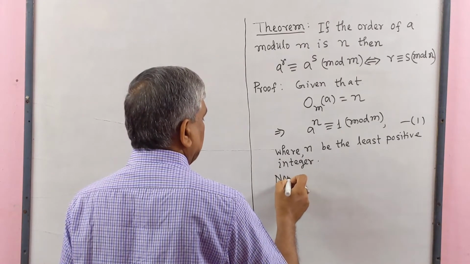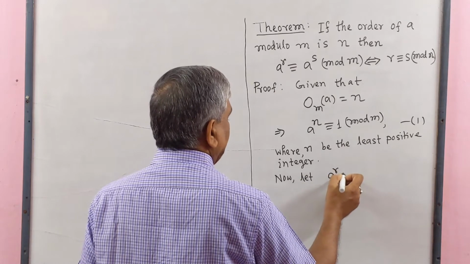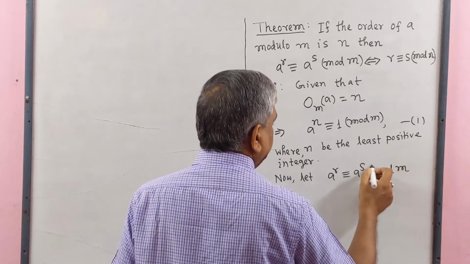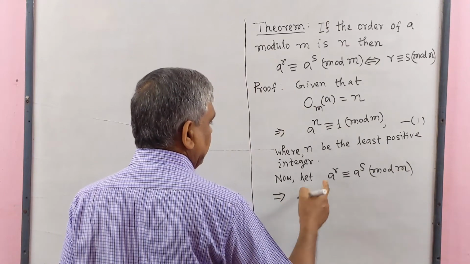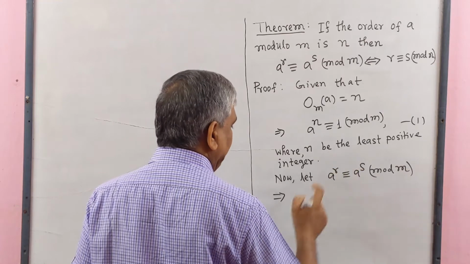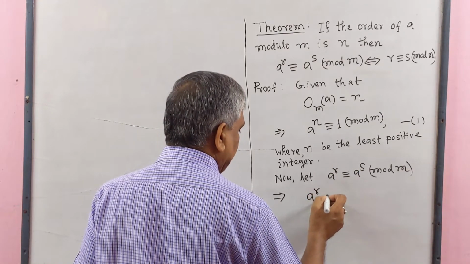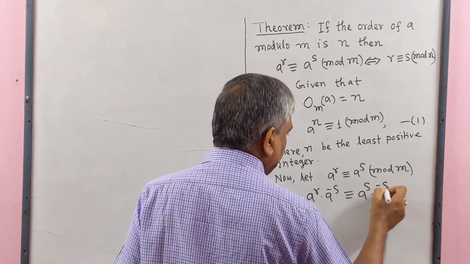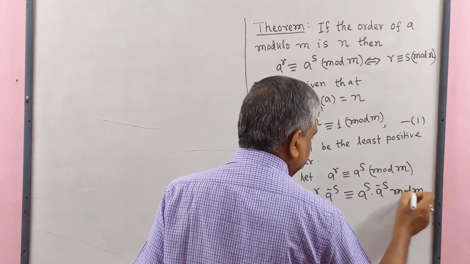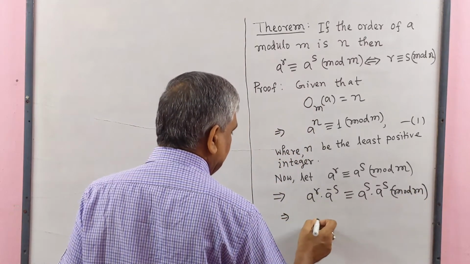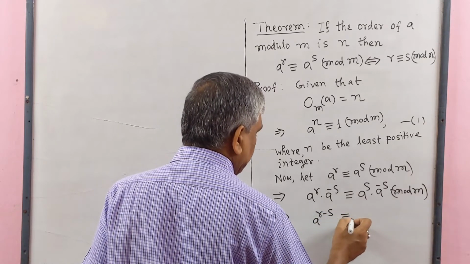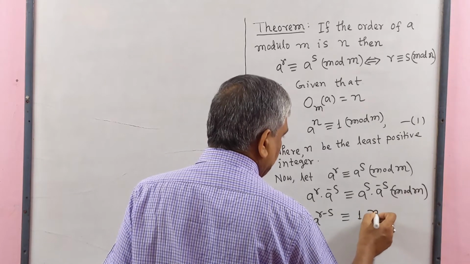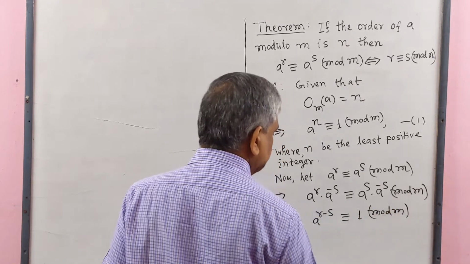Now let a to the power r is congruent to a to the power s modulo m, implies that multiplying both sides by a to the power minus s, a to the power r multiply a to the power minus s is congruent to a to the power s multiply a to the power minus s modulo m, implies that a to the power r minus s is congruent to a to the power s minus s, means a to the power 0, that is 1 modulo m. Let this is number 2.